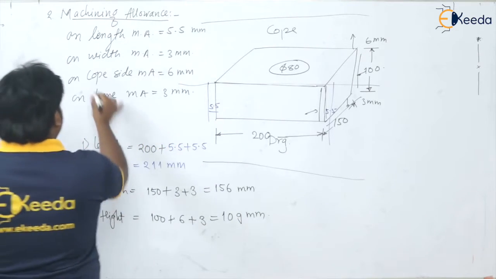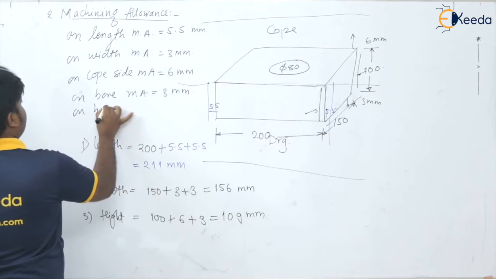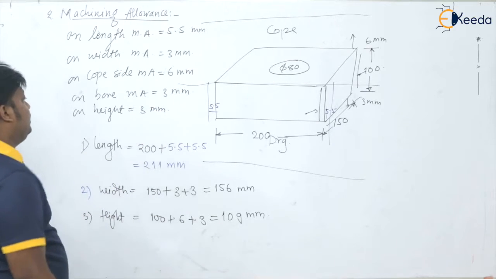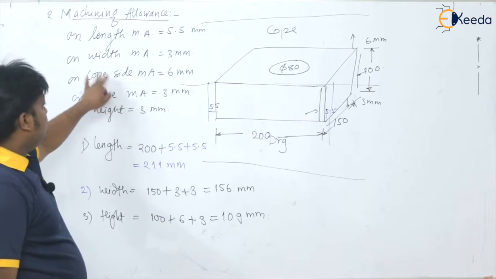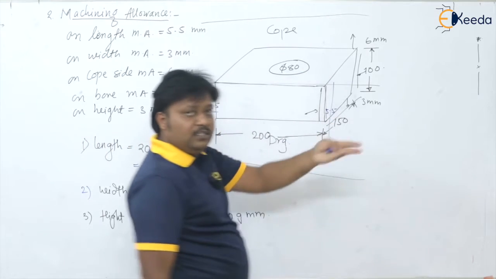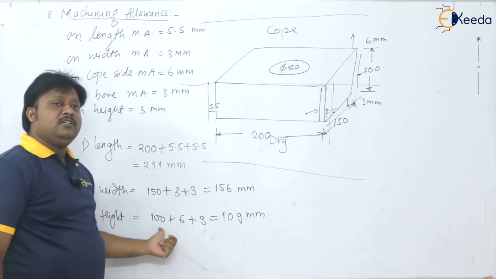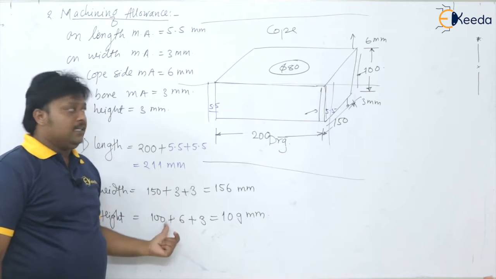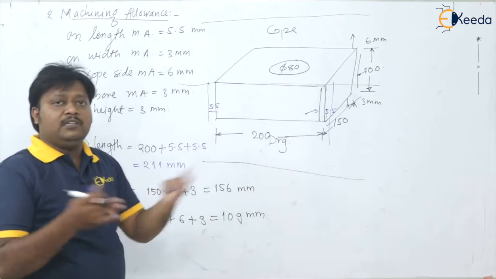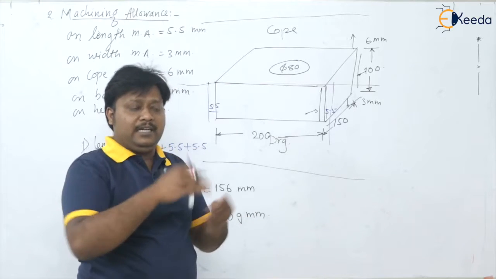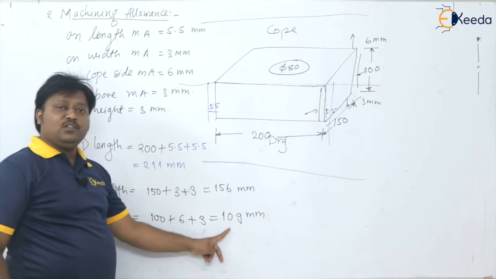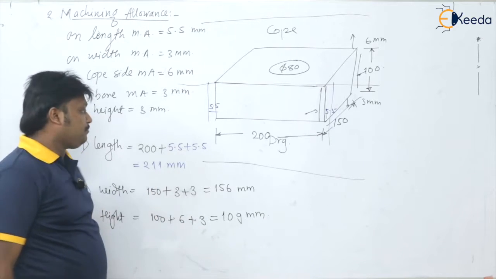Okay, so if they mention on height it is also 3 millimeter, then I will take 3 millimeter here. If cope side is not given, and only height 3 millimeter is given, then top 3, bottom 3, total 6 millimeter we have to add to the 100 millimeter. Okay, so cope side is given, that is nothing but the top side. They have given a different machining allowance on cope side and at the drag side, so nothing to worry. So it is 109 millimeter that becomes the height.